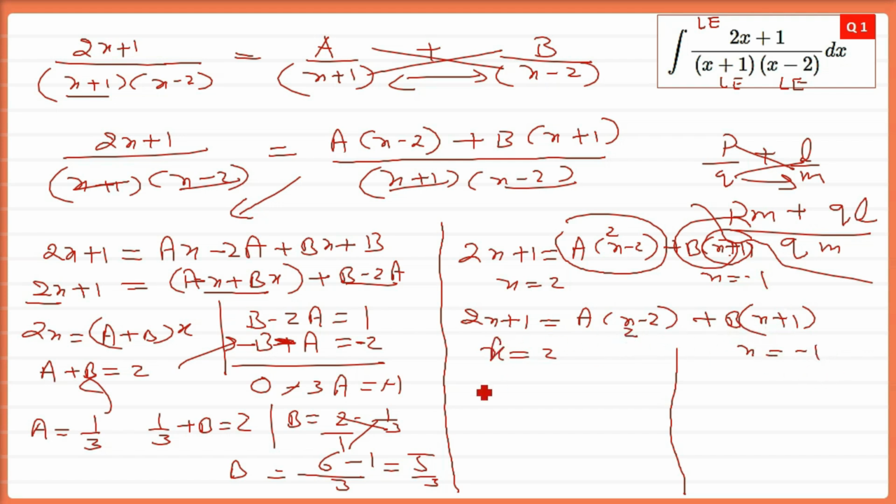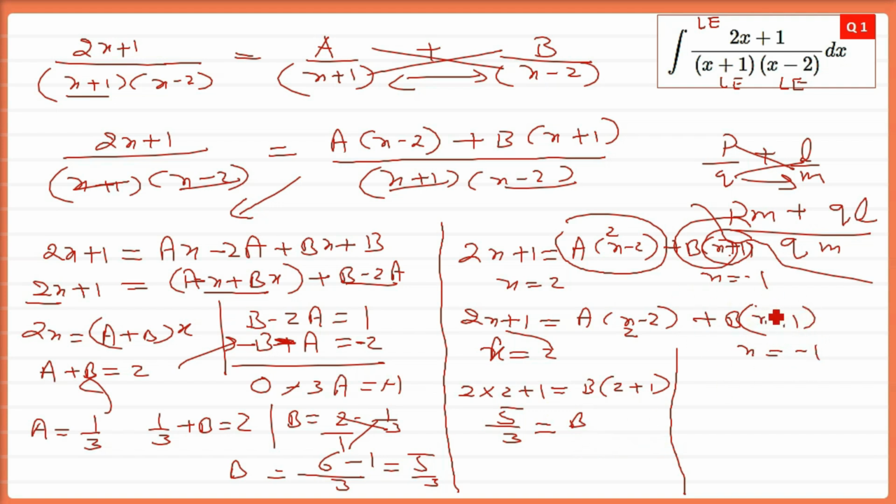So when you put x equals 2, 2 minus 2 will be 0, the a term will be eliminated. 2 into 2, because you have to put 2 on the left hand side also, 2 into 2 plus 1 will be equal to b into 2 plus 1. So 4 plus 1 is 5, on the right it is 3, so I'm bringing it downstairs, b equals 5 by 3. In the earlier method, you have to solve the linear equation. Here you don't have to.